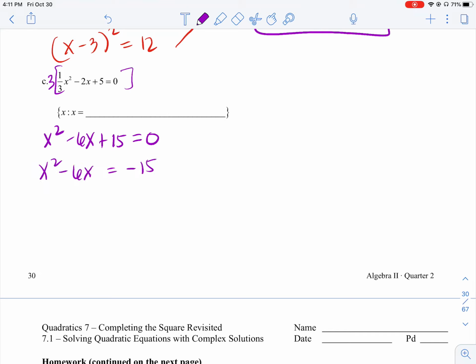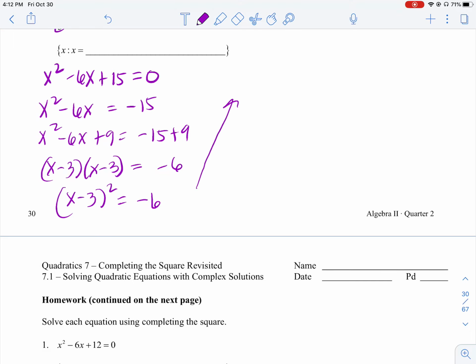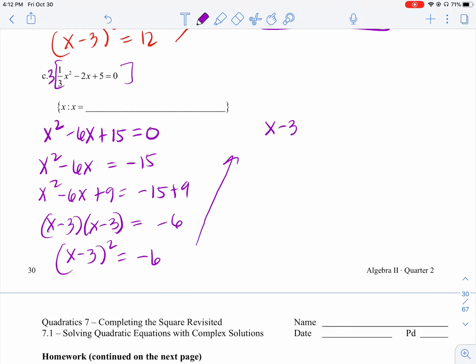6x equals negative 15. X squared minus 6x plus 9. Hopefully you already know why I'm adding 9 on both sides. X minus 3 squared equals negative 6. Negative 15 plus 9 is a negative 6. And then I will go x minus 3 squared equals negative 6. Moving forward here, you have x minus 3 equals plus and minus the square root of negative 6.